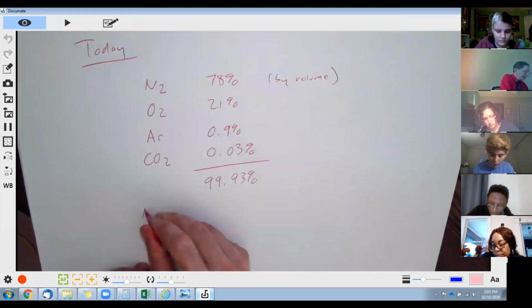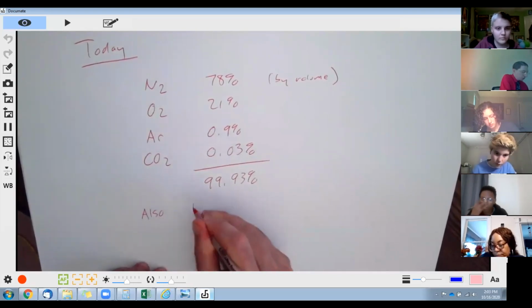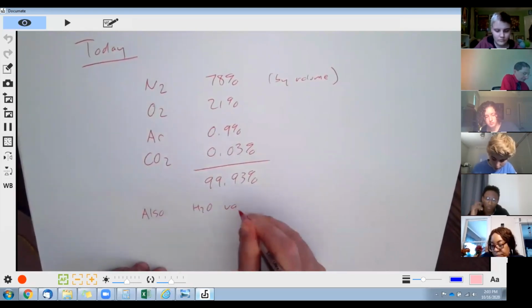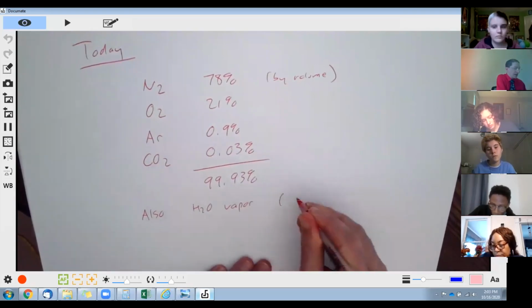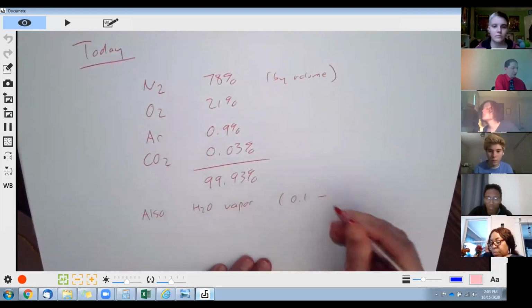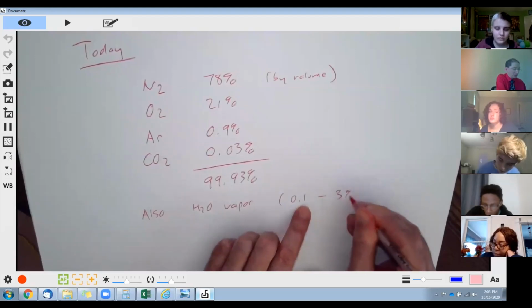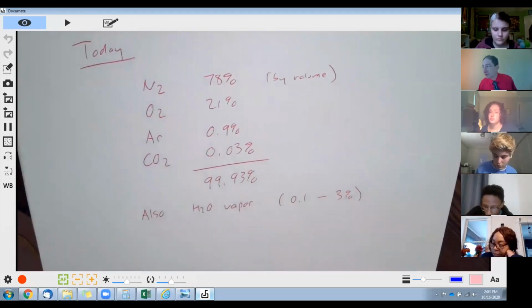But there's one that I left out on purpose, and that's the water vapor. We have water in all three stages, solid, liquid, and gas. There's water in the atmosphere. And I left it out because it varies tremendously from place to place. It could be anywhere from 0.1% to about 3%, like 0.1% over the deserts and 3% over the rainforests.